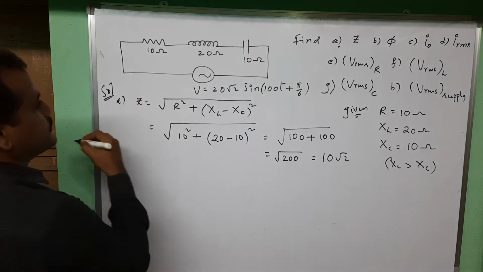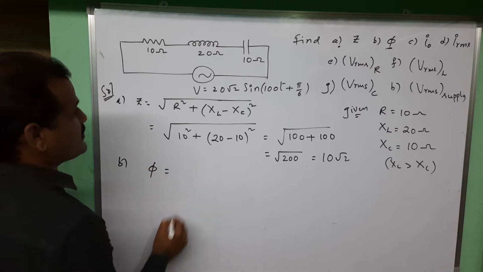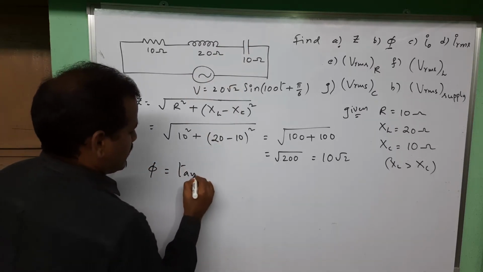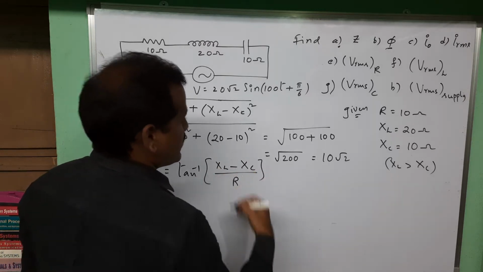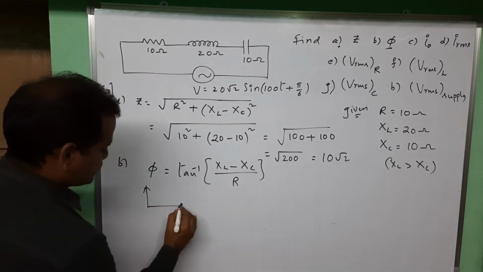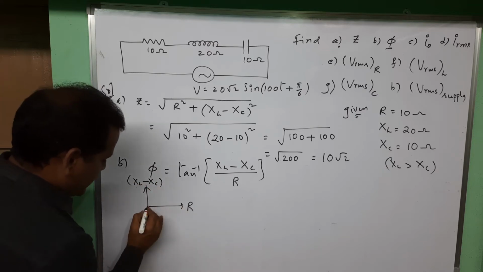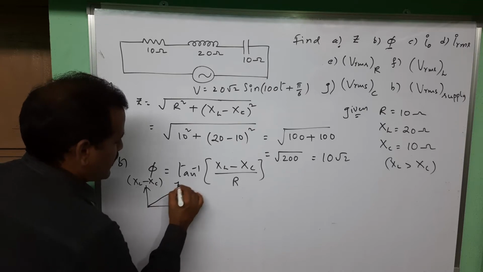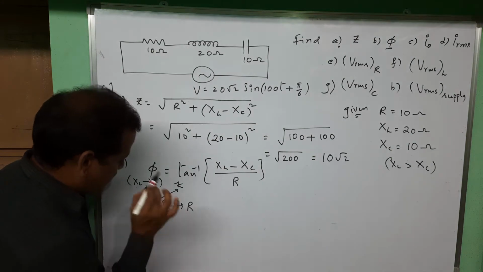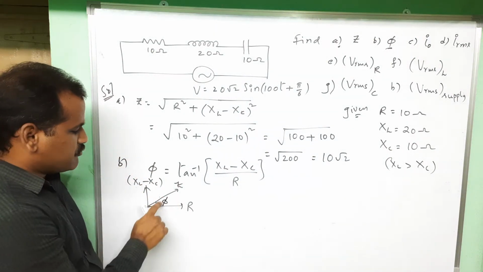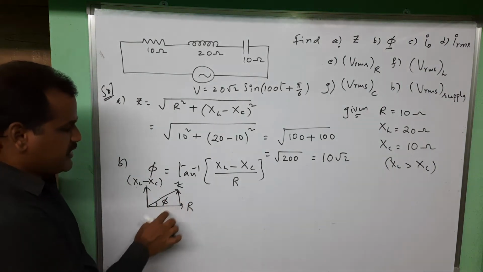Next value, phase difference phi. The phi formula in the series RLC circuit is tan inverse of (XL minus XC) divided by R. If we recall the phasor diagram, R is on the x-axis and here XL minus XC, so that the resultant will be the impedance, and between this impedance and this resistance, the phase difference between these two components is phi. So this is XL minus XC, and XL minus XC divided by R is tan phi.